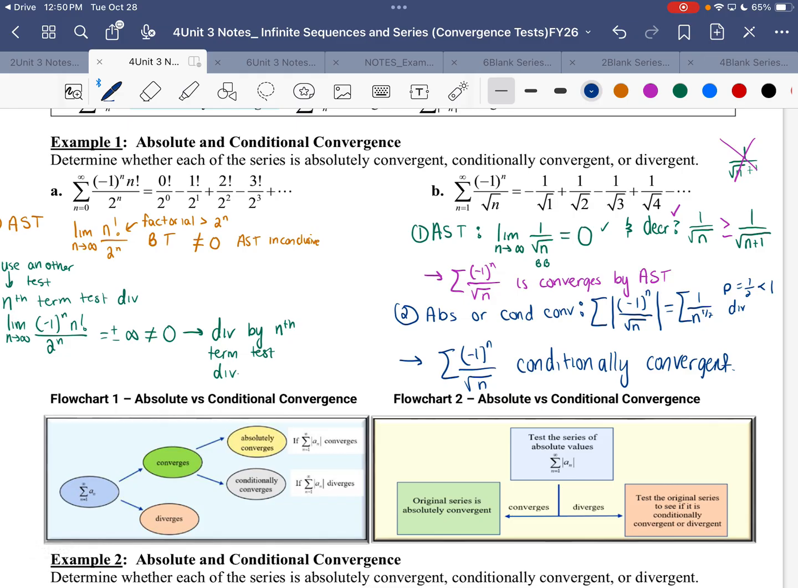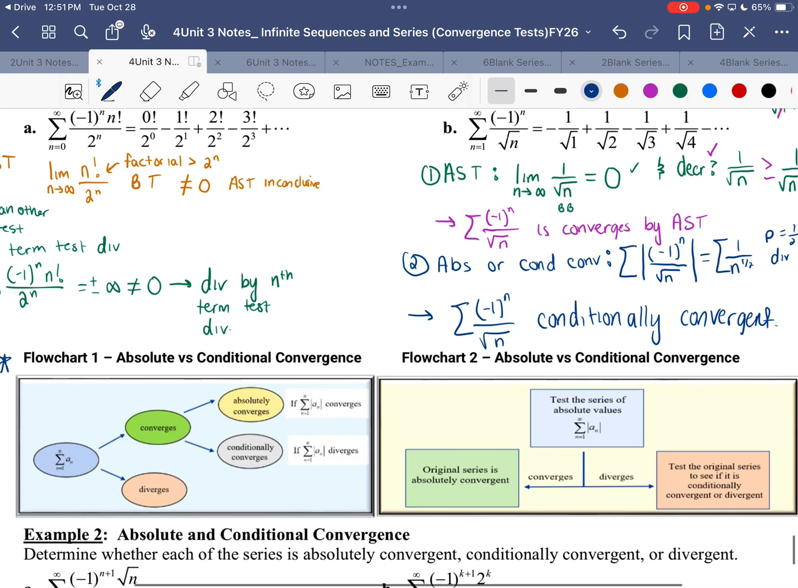So here are some flow charts to help you remember what's going on here. I like this flow chart better personally. If you see the series is diverging, you just stop. Remember, you're not going to prove something is divergent with the alternating series test. You'd probably be doing the nth term test for divergence or maybe a comparison test or something.